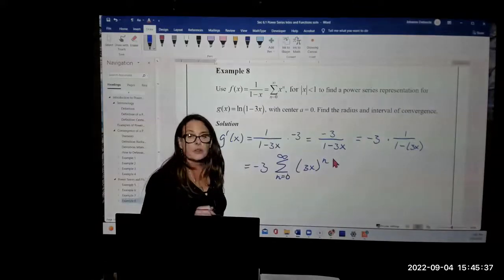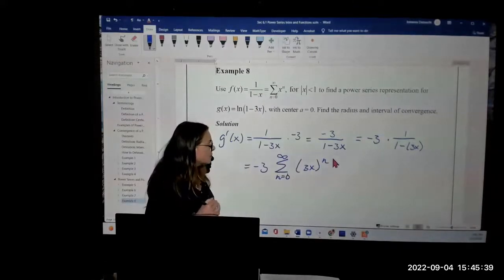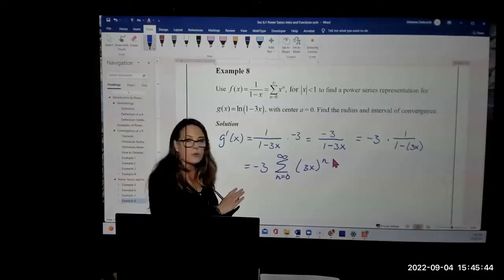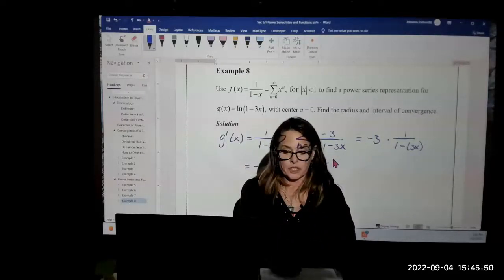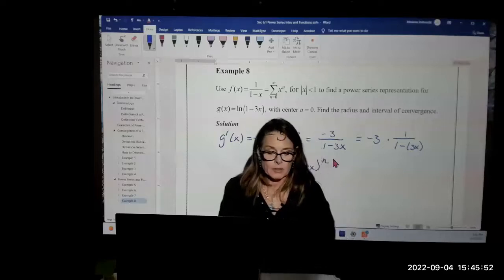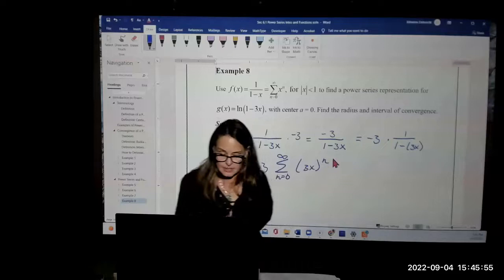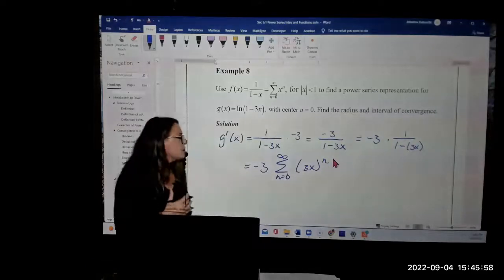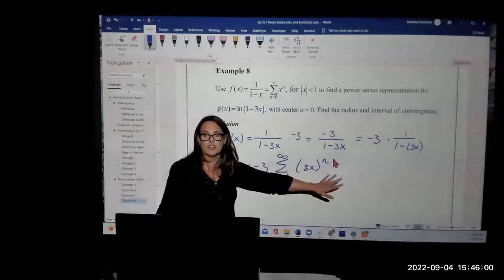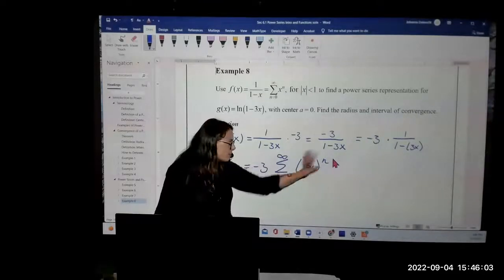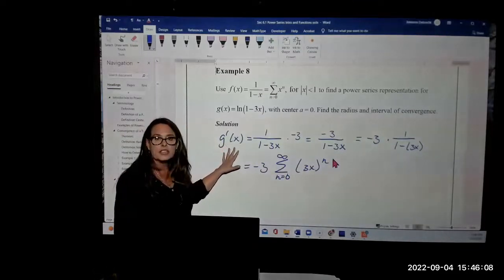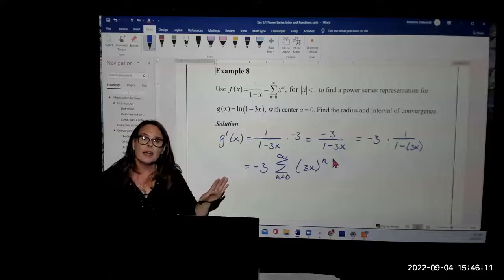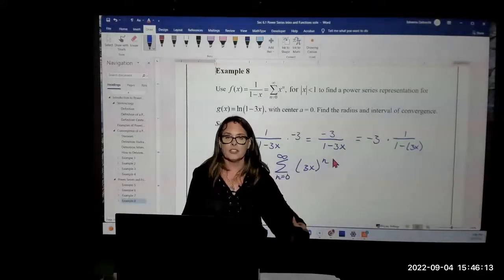Now, what do I want to do from this point on? So I'm looking at this one right here. I've got this 3x to the n, and I've got a negative 3 on the outside. So the question is, does this follow geometric series form? Well, if I take a look at this, this is not G, this is G prime. This does follow geometric series form, all right? So far it does, but the problem is it's not G, it's G prime. So how can I get from G prime back to G?